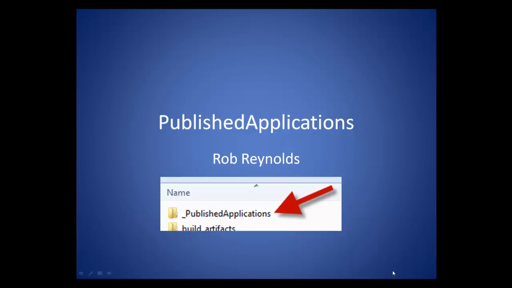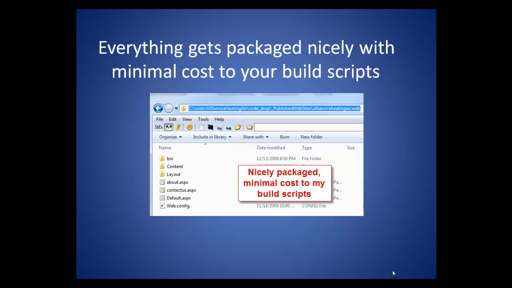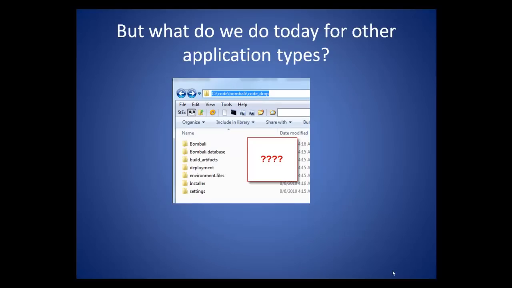Published applications. Perhaps you've seen the published websites. It's what you get when you override the output directory, usually during an automated build. In that, you get the nice pretty packaging with minimal cost to your build scripts. You get all your content files when you mark them as content, and everything packages up very nicely. But what do we do today for other application types?